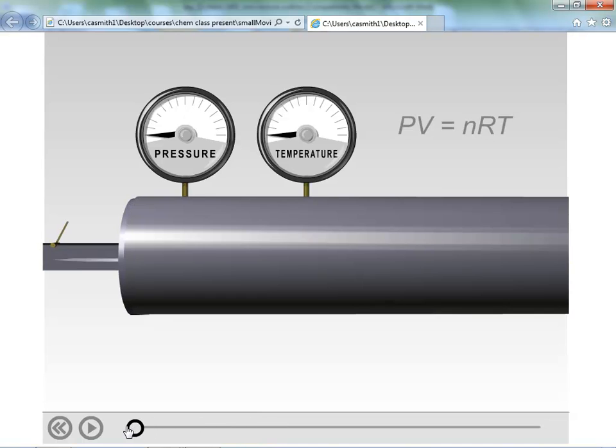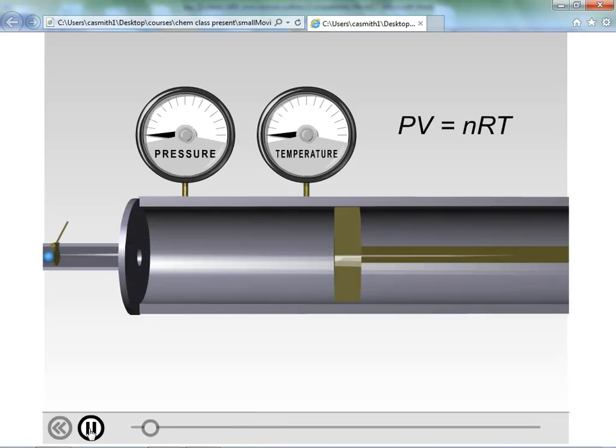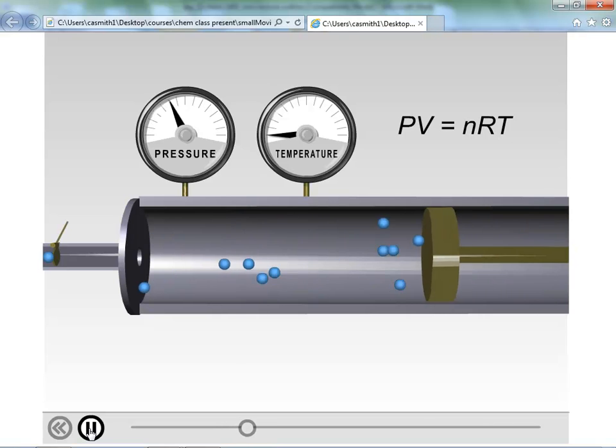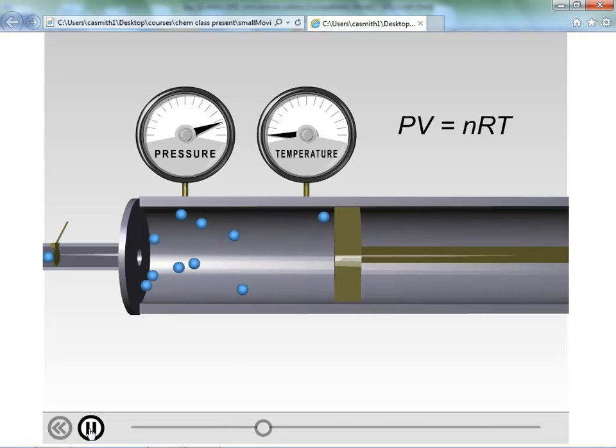The ideal gas law relationship between pressure, temperature, volume, and number of atoms can be demonstrated using a piston. As the volume of the cylinder decreases under constant temperature and number of atoms, the pressure increases due to the increased rate of collisions against the wall of the cylinder. Amy, got all those?